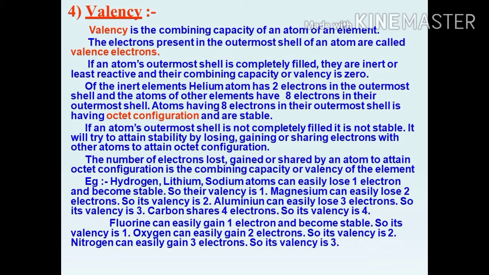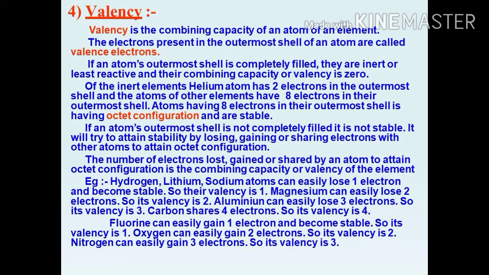Lithium has only one electron in its outermost orbit. There are 2 orbits: the first orbit has 2 electrons, and the second orbit has only 1 electron. Sodium also has only 1 electron in the outermost orbit. So hydrogen, lithium and sodium atoms can easily lose 1 electron.